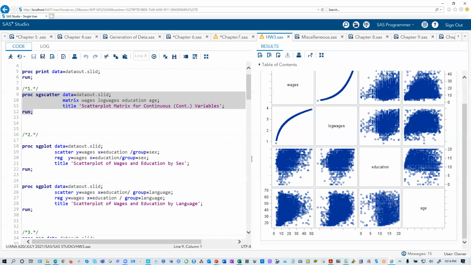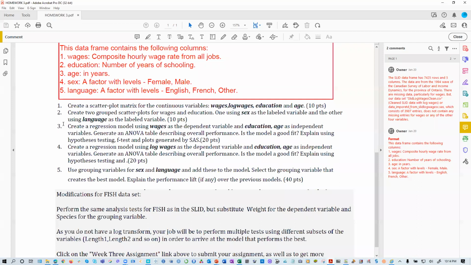Number 2, what they were looking for. Create 2 groups of scatter plots for wages and education. One uses sex as the label variable, and the other uses language as the label variable. So create 2 grouped scatter plots. You're going to use the scatter plot between wages and education. These 2 should be grouped, the first one by gender, the other one by language. That's what they say.